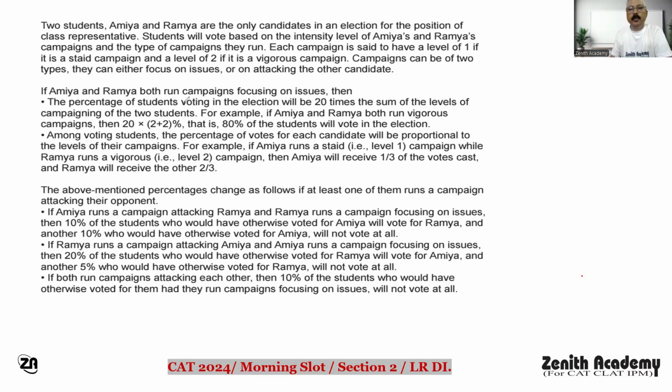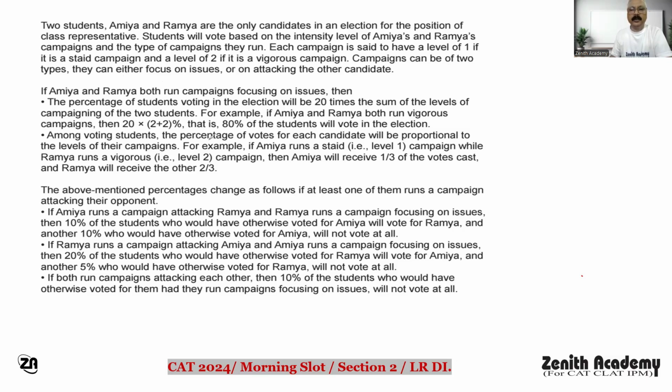If Amya and Ramya both run campaigns focusing on issues, then the percentage of the students voting in the election will be 20 times the sum of the levels of the campaigning of the two students. For example, if Amya and Ramya both run vigorous campaigns, then 20 into 2 plus 2%, that is 80% of the students will vote in the election.